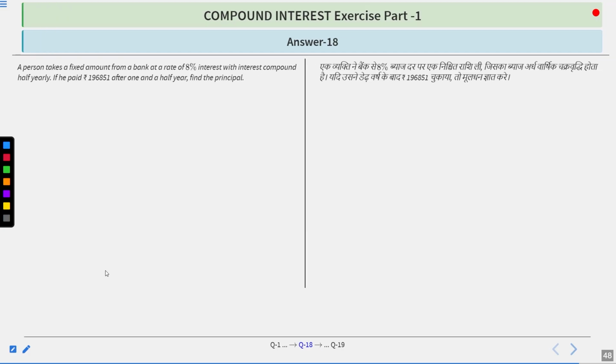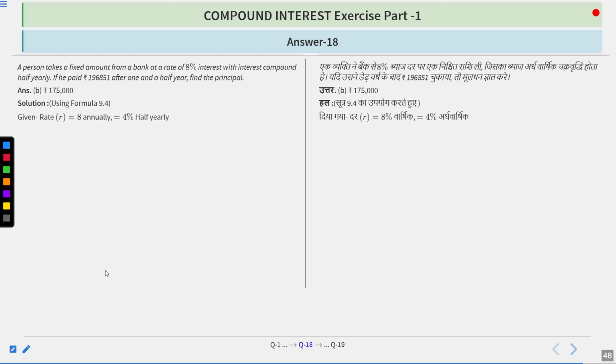So it was given that the person takes a fixed amount from a bank, rate of interest was 8%, compounded half yearly, and the person has paid rupees 1,96,851 after 1.5 years. Then we have to find the principal. Now the answer to this question is option B, 1,75,000, and we are going to use formula 9.4 to solve this question.